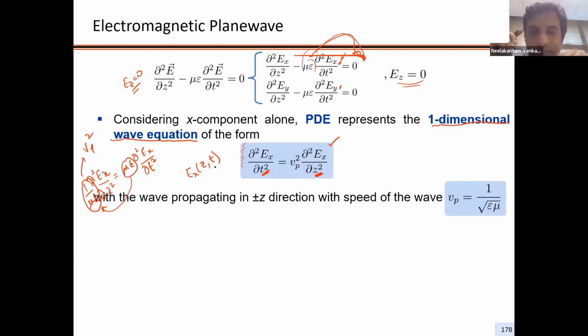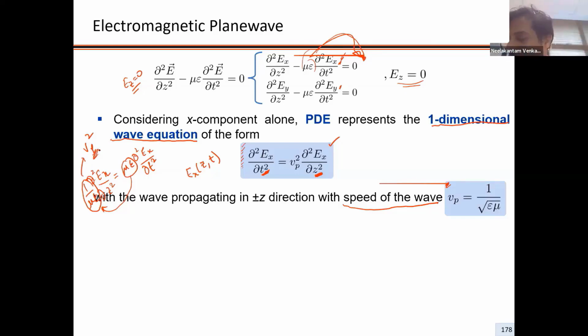This Vp is a special name for the speed of the wave, how fast the wave travels. How do you know Vp is 1 over square root of epsilon mu? Because 1 over mu epsilon is Vp. That's what we have used to define it.